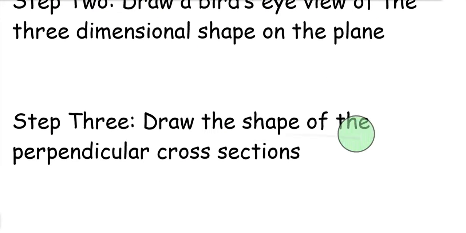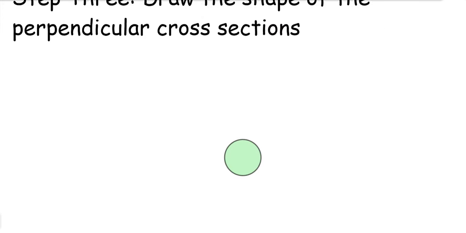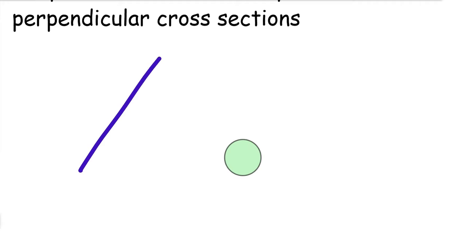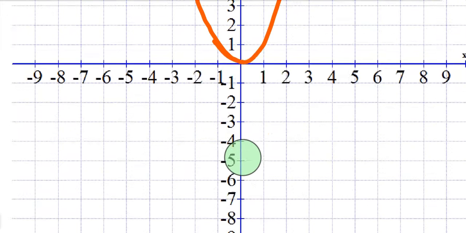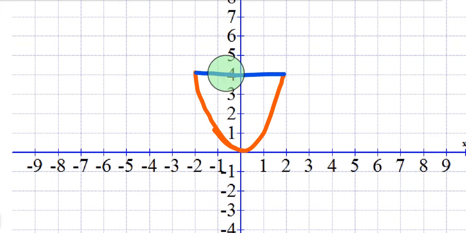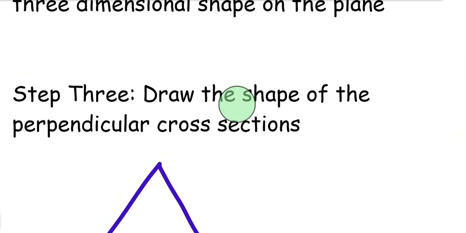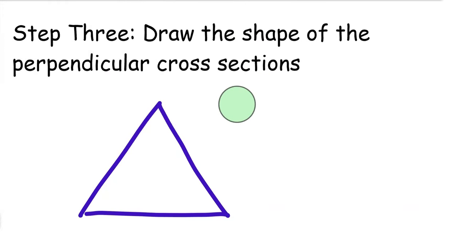Step 3: draw the shape of the perpendicular cross sections. The cross sections that are popping out are equilateral triangles. So I'm just going to draw that. Now, it's really hard to draw three dimensions on a two-dimensional plane, but basically these triangles are going to be parallel to the y-axis. They're going to be popping up out of this and forming a three-dimensional shape. And I do have some software I'm going to use to show you what that looks like.